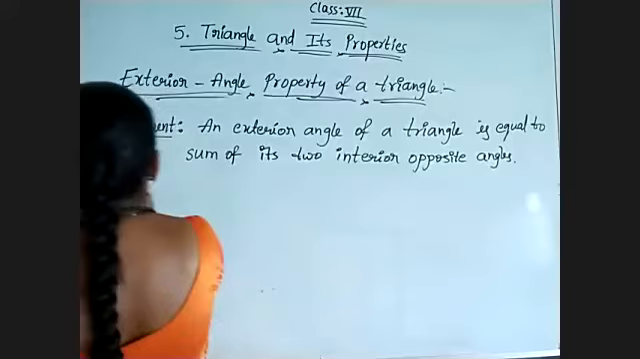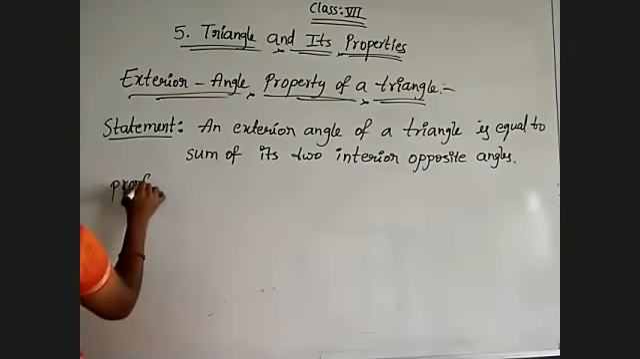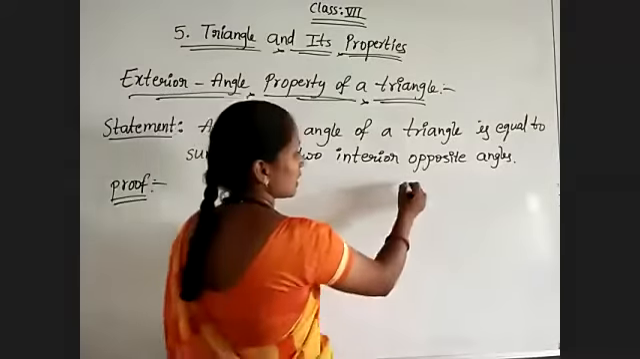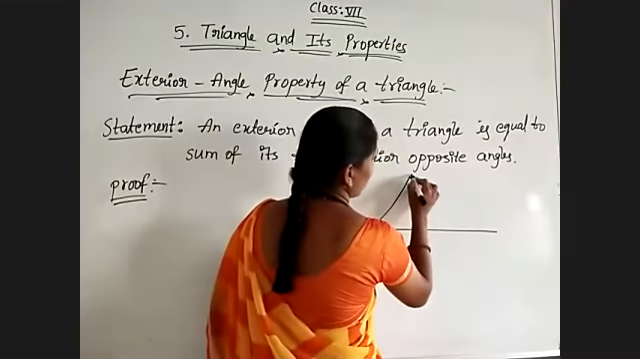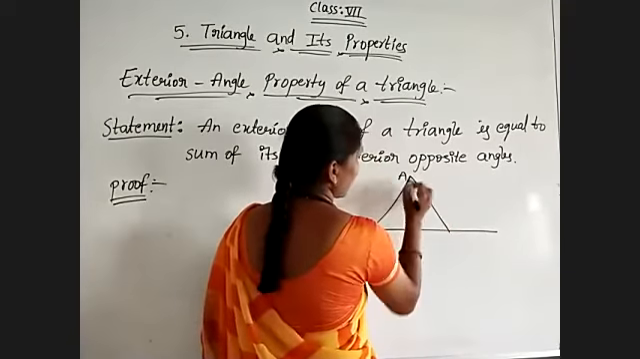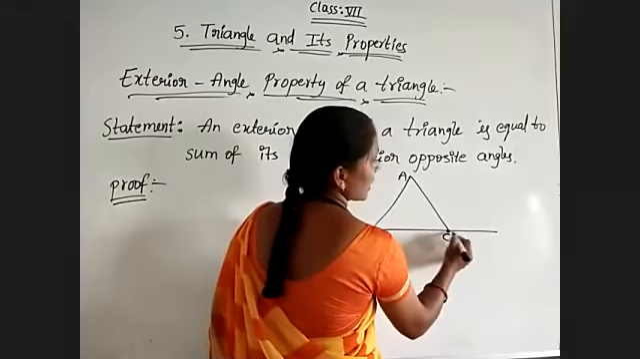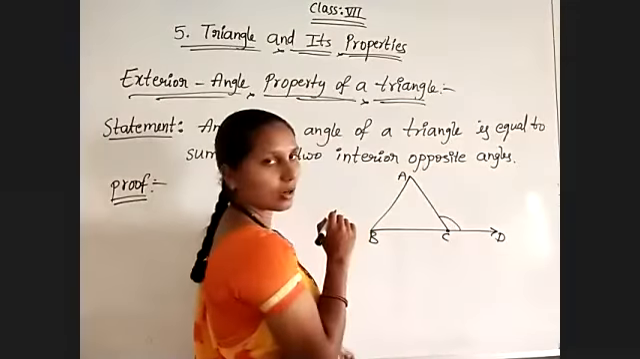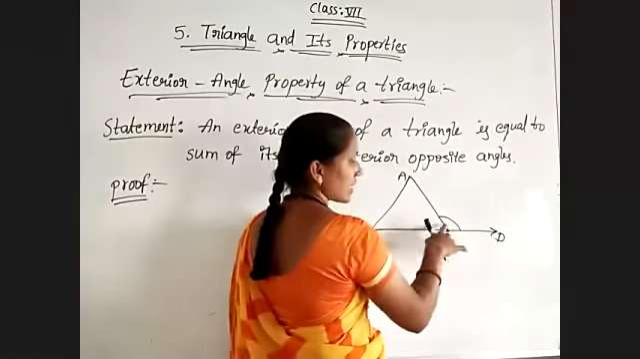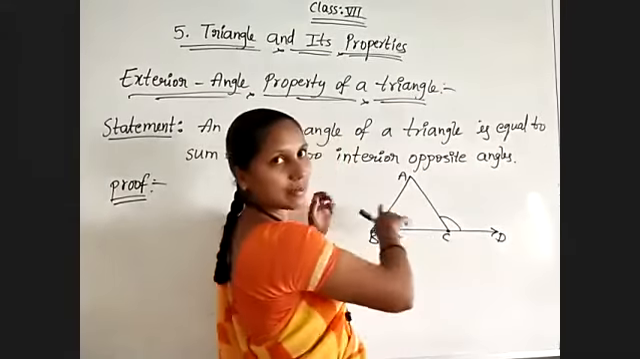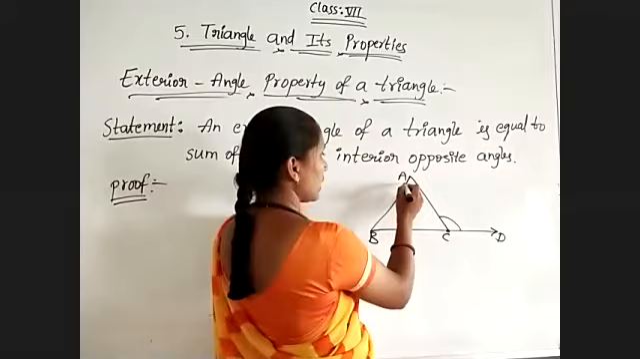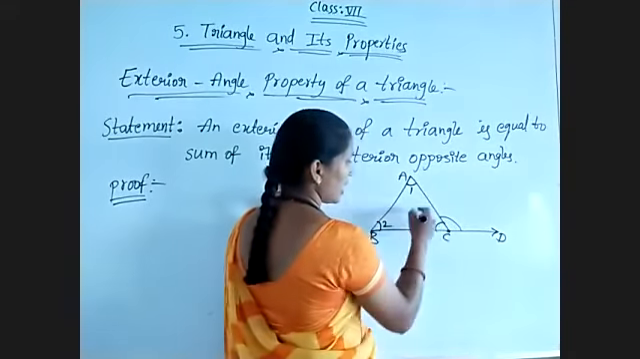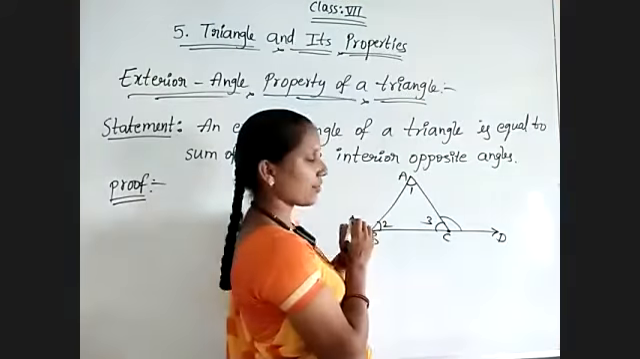And to prove this, we need to take some construction. So here I am giving the proof also. I am considering the triangle ABC, and at C it is produced till D to form an exterior angle. So angle ACD is an exterior angle of triangle ABC. And at angle A, I am taking angle 1, angle 2, and these are angle 3. These three are the angles of the triangle.